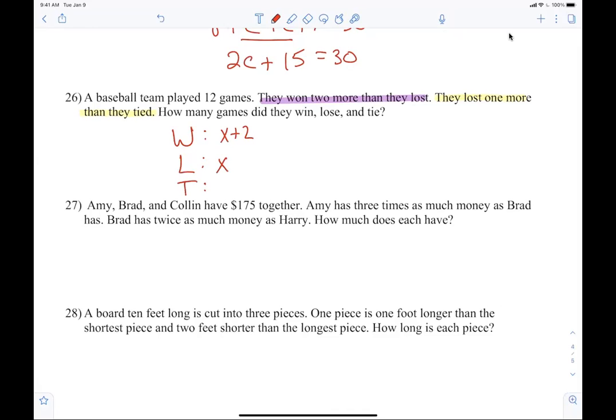All right. So they lost one more than they tied. So if they lost X, so X plus 1 for the tie. They lost one more than they tied. Is that true? Is that statement, what he just said, is that true? Who said no?